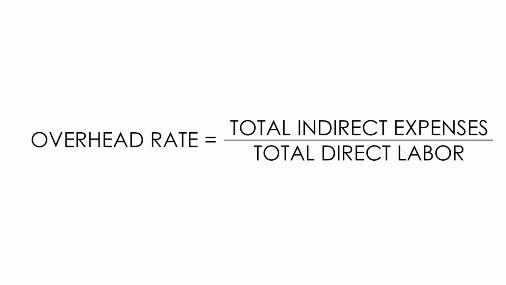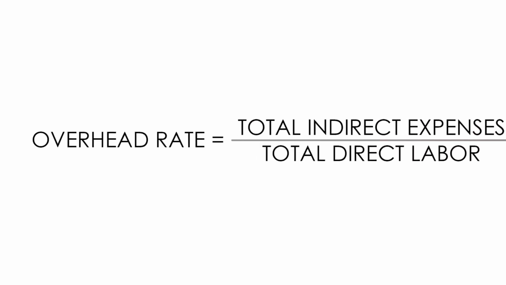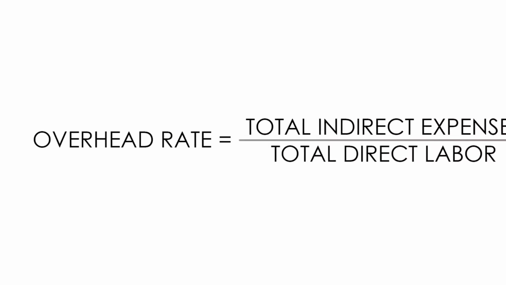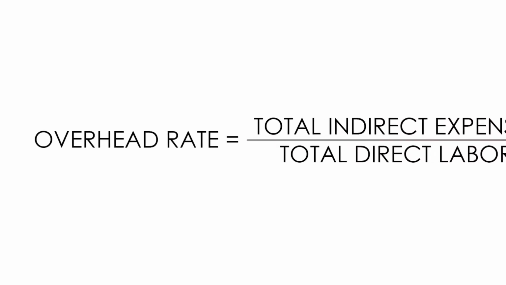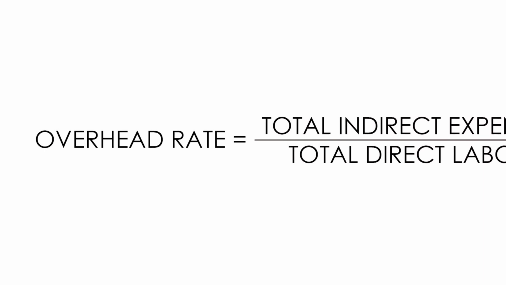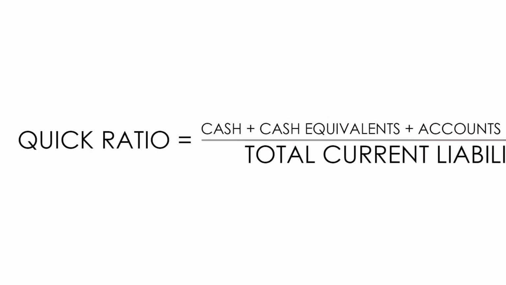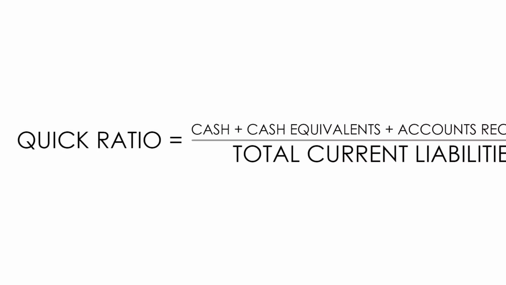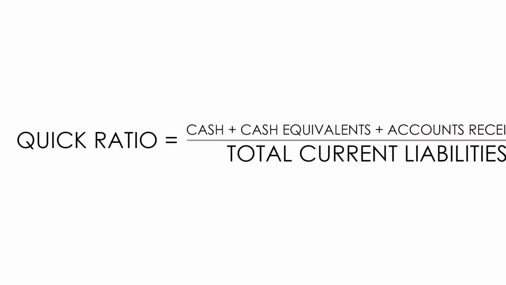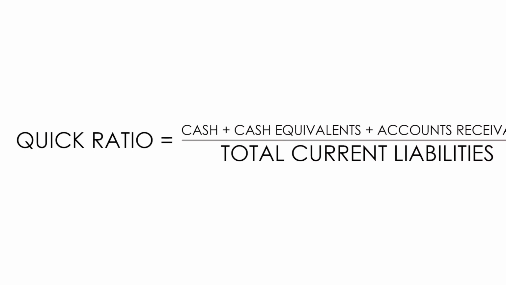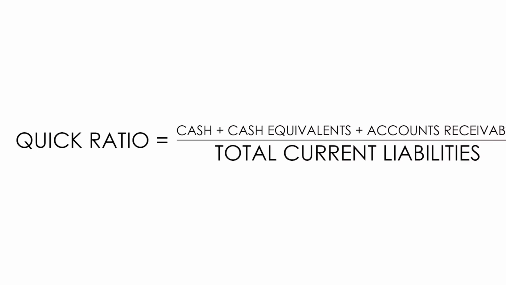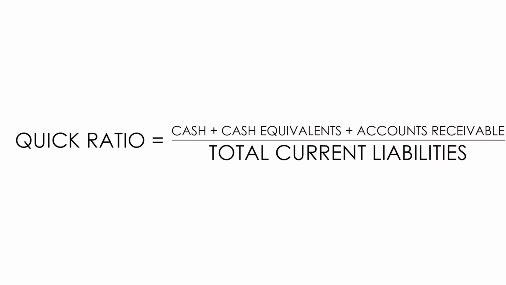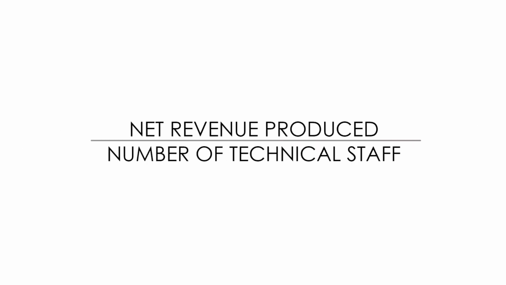The overhead ratio is the total office overhead divided by total direct labor. This ratio should ideally be between 1.3 and 1.5. It gives an indication of how efficiently your firm is utilizing its resources. The quick ratio is a refinement of the current ratio. It includes only cash and cash equivalents, plus accounts receivable, plus revenue earned but not billed, divided by total current liabilities. It is a more stringent measure of a firm's liquidity.